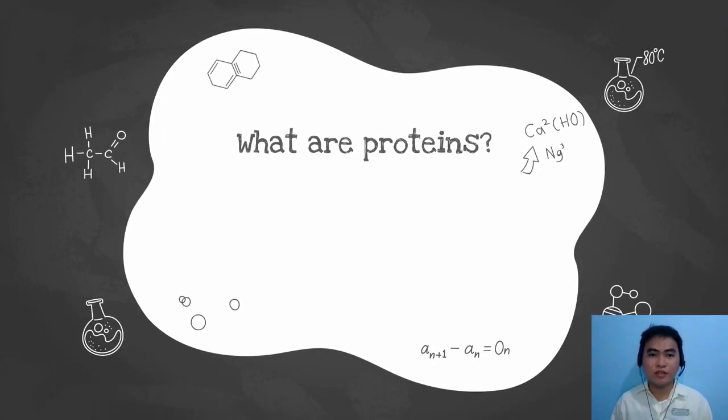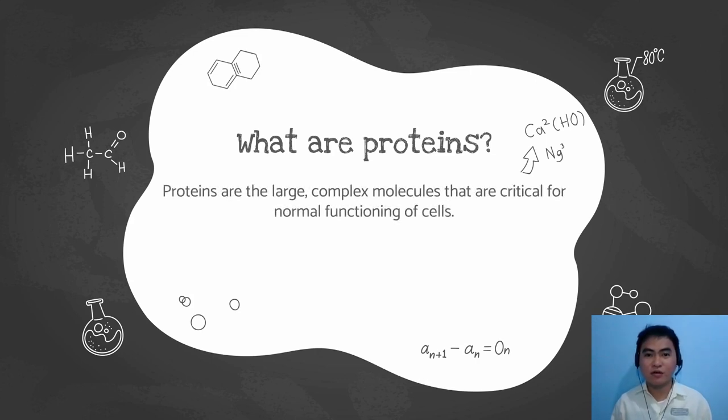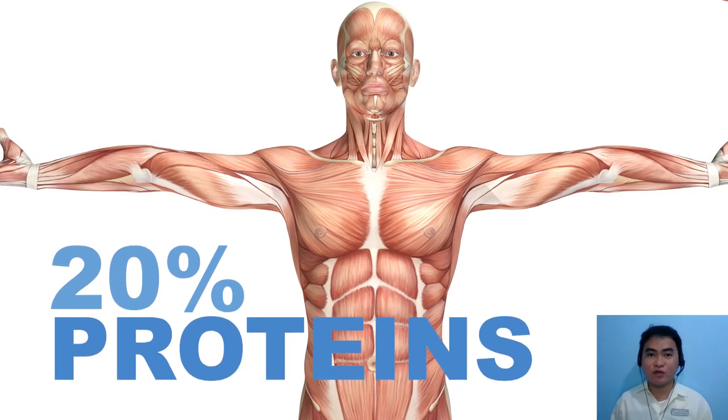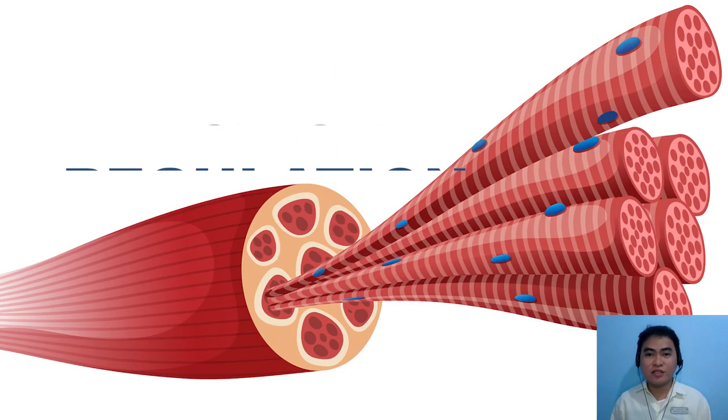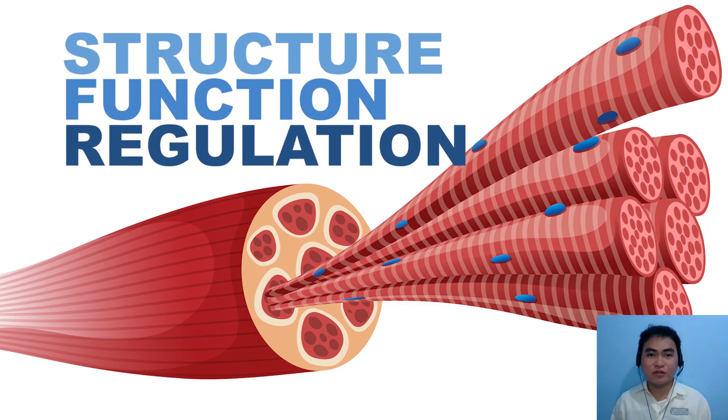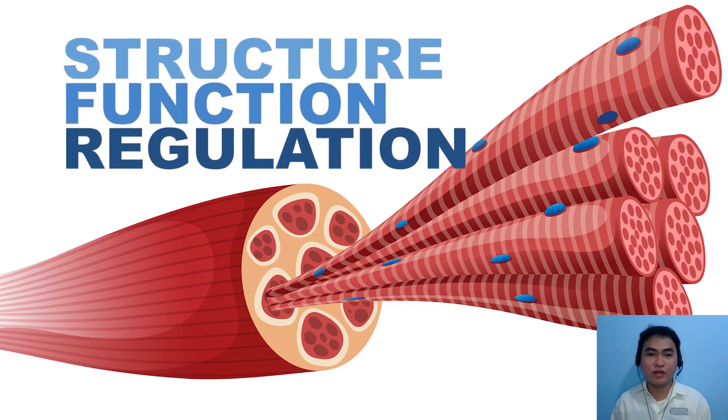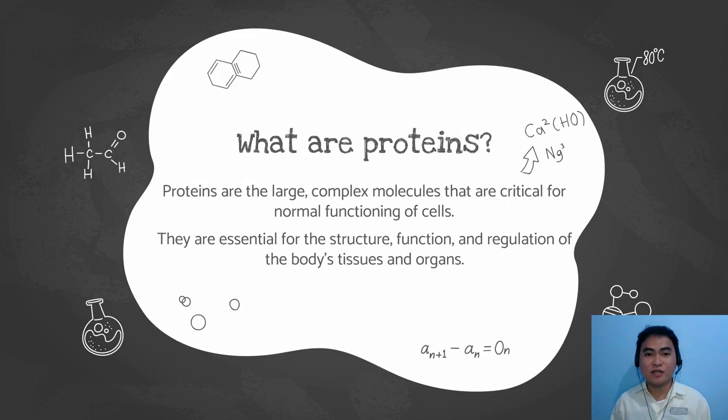So what are proteins? Proteins are large complex molecules that are critical for normal functioning of cells. Our body is comprised of 20% proteins. So, malaki ang percentage nito sa atin. And they are essential for the structure, function, and regulation of the body's tissues and organs. Proteins are present in all living organisms and include many essential biological compounds such as enzymes, hormones, and antibodies.